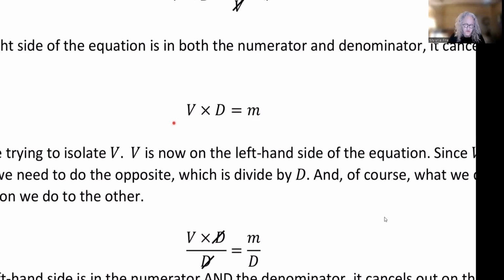Now, to solve for volume, since it's being multiplied by density, all I need to do is divide both sides by density. Let me backtrack. We want to solve for volume. It's being multiplied by density. To get volume by itself, we need to divide by density. So what we do to one side of the equation, we do to the other. So volume is equal to mass divided by density.